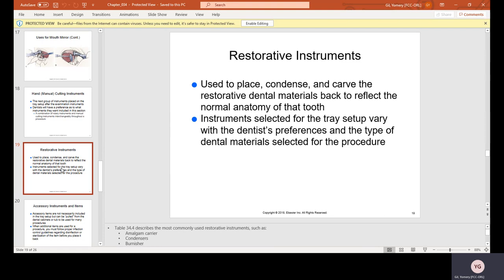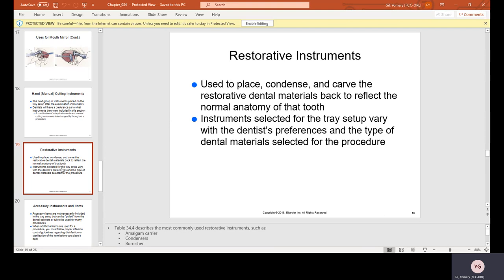the filling is done. However, for a tooth color filling or a composite filling, you can still place it with the hand instruments. You can condense it or pack it with a hand instrument, but you can't carve it, because remember that you have to cure it with a curing light. So once it's cured, it's hard. You're not going to be able to carve it. So the dentist has to use the hand piece and special burrs to give the tooth back its normal anatomy, so to make it look like a tooth.